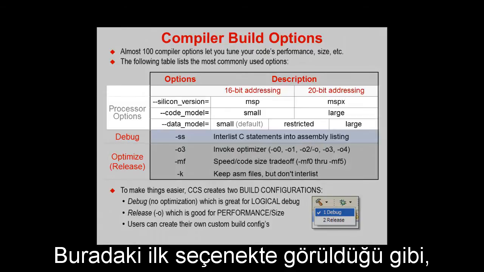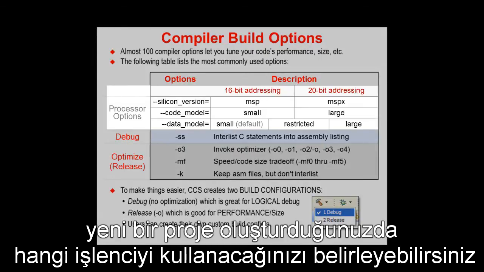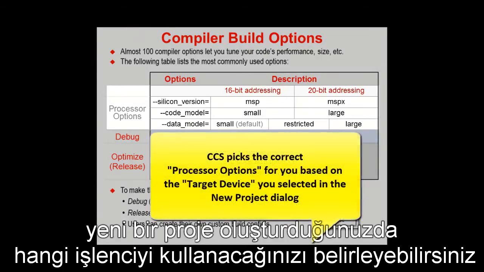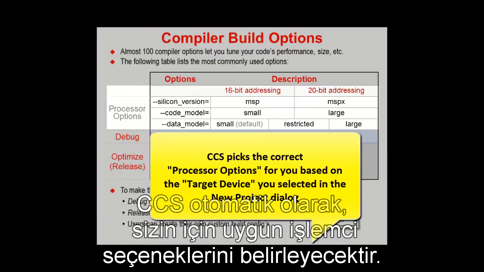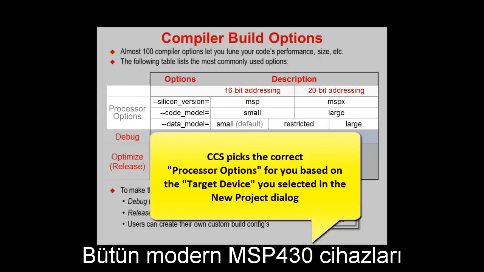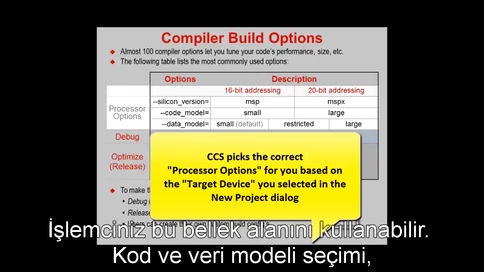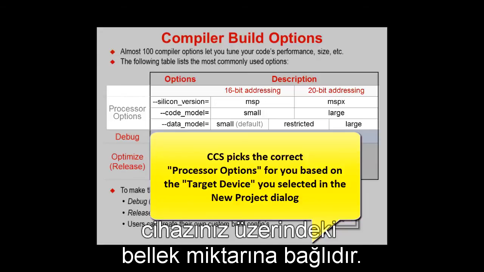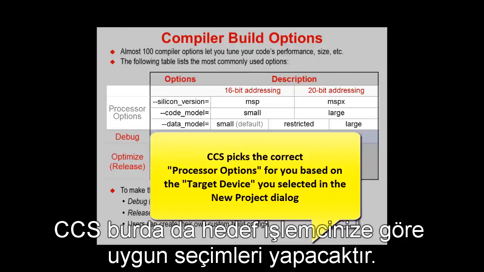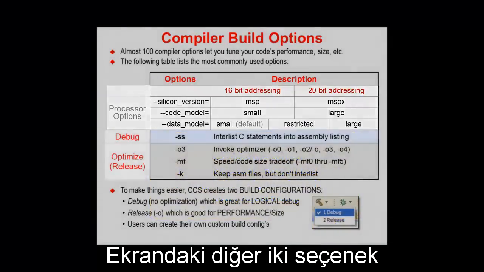As we show here in the first option, if you specify which processor you're using when you're creating a new project, CCS will automatically pick the appropriate processor options for you. All modern msp430 devices provide you with 20-bit addressing. This lets the CPU use more than 64K of memory, should your processor include that much memory. The choice of code and data models will depend upon the amount of memory found on your specific device. Once again, CCS will choose an option for you based upon your target processor.